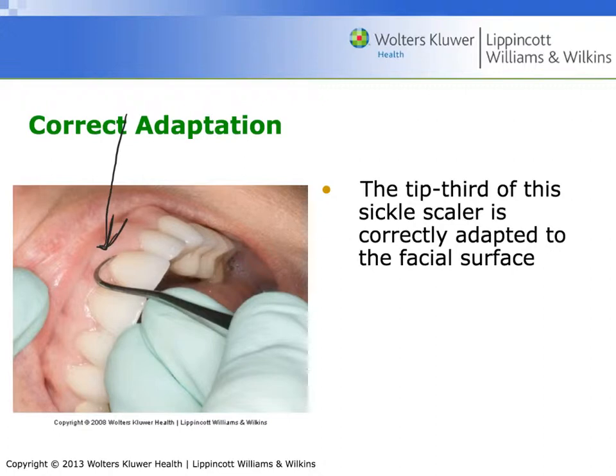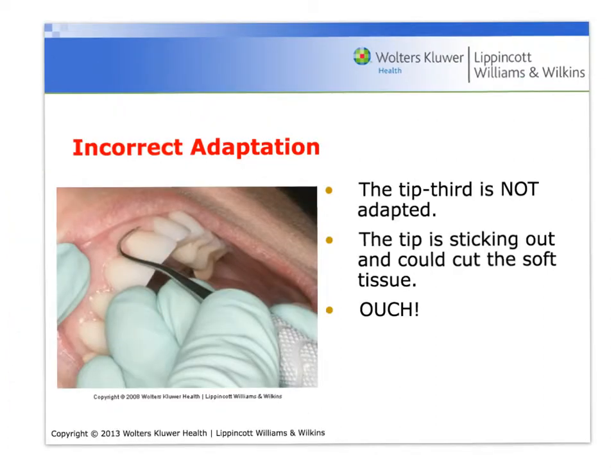Here's an example of incorrect adaptation. The tip third is not adapted. You can see it here, sticking out. And right now it's not touching the gingiva, but imagine as that instrument rounded into the proximal surface, the tip of that instrument would gouge or stick into the gingiva, and that would not be very comfortable.